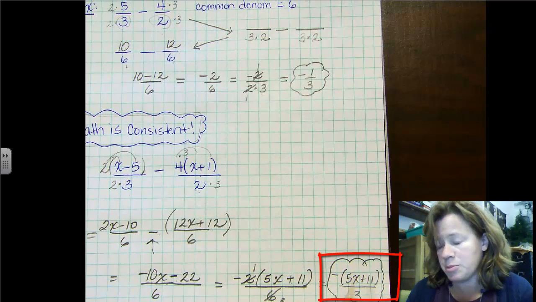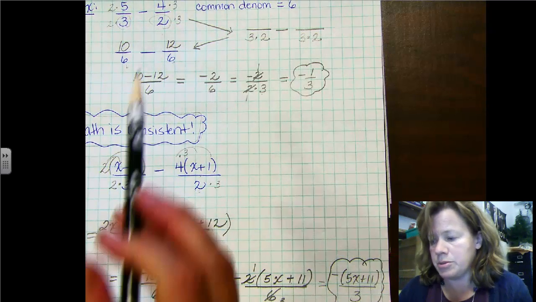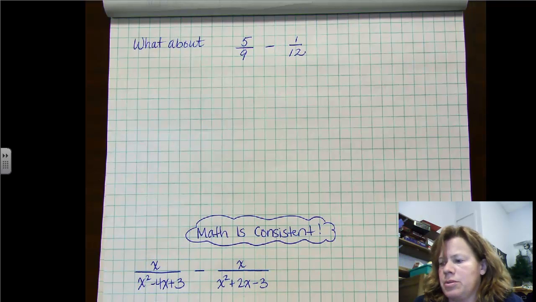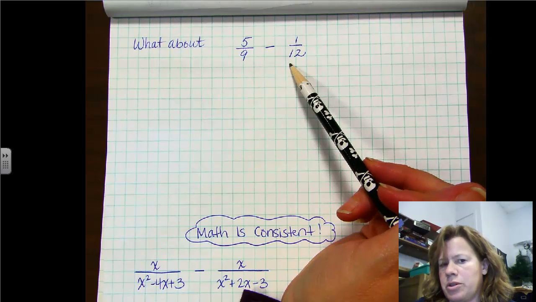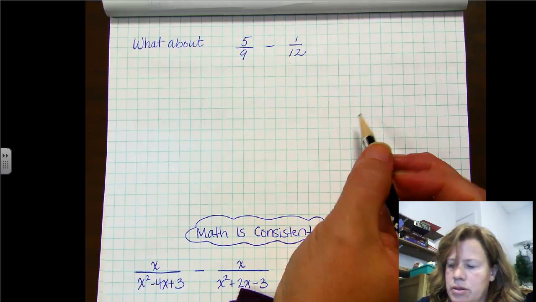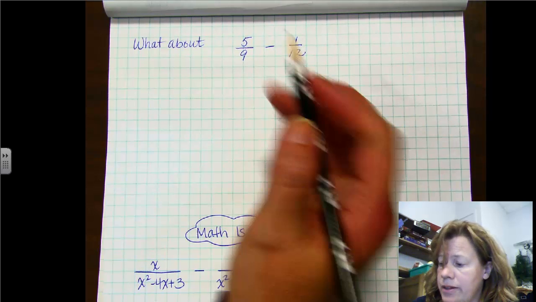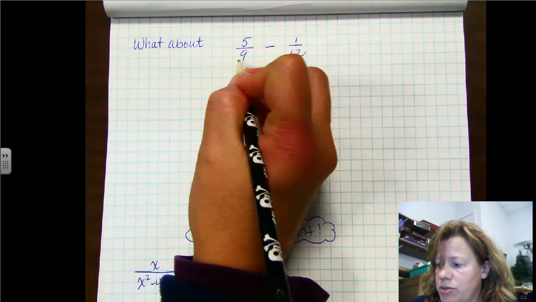Okay, so it sure seems more complicated, but it's very much like the arithmetic. So my next question is, what about a problem like 5/9 minus 1/12? Well, again, I need a common denominator. Neither of the current denominators are prime. So really what you do is you take each denominator and you factor it.